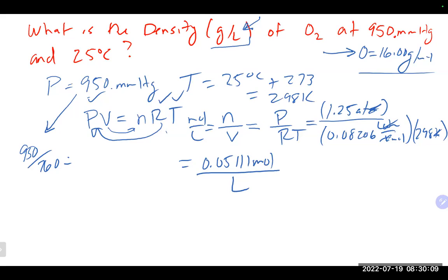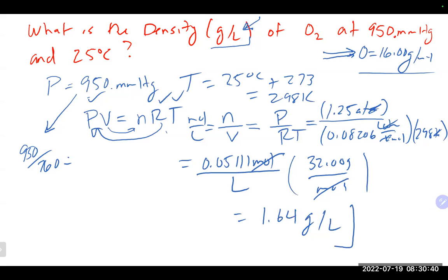Once again, that is very close to what we need. What we really need to do is get rid of the moles on top. So that is where the molar mass comes into play. And since it is O2, that would be 32 grams per mole. Moles will cancel, and that will leave us in grams per liter, which will give us 1.64 grams per liter here.